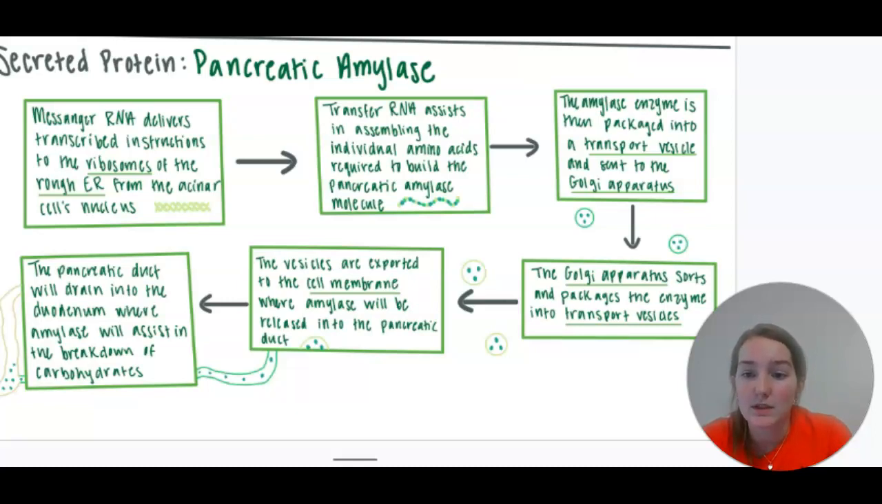The Golgi apparatus sorts and packages the enzymes into transport vesicles now. These vesicles are exported to the cell membrane where amylase will be released into the pancreatic duct. The pancreatic duct will drain into the duodenum of the small intestine where the amylase will assist in the breakdown of carbohydrates. This enzyme is super crucial to the whole digestion process that is going to take place within the small intestines. It is especially important for the breakdown of large carbohydrate molecules into smaller monomers that can be absorbed.